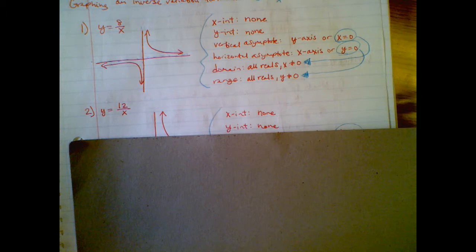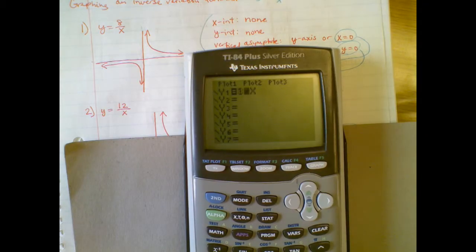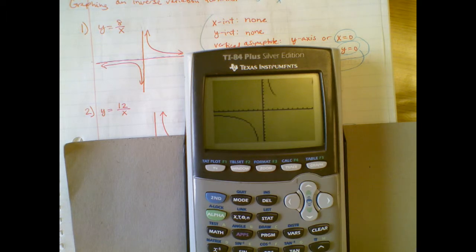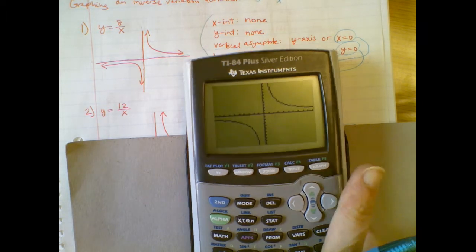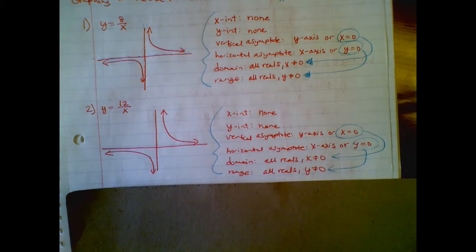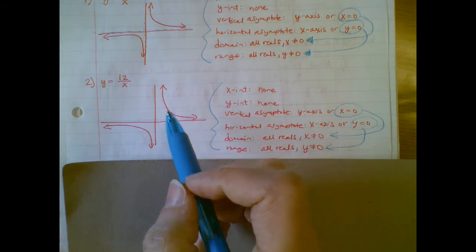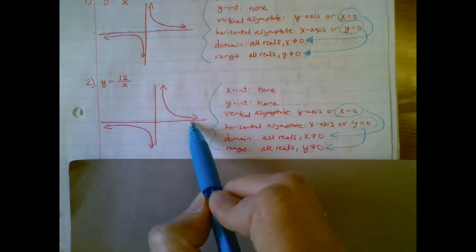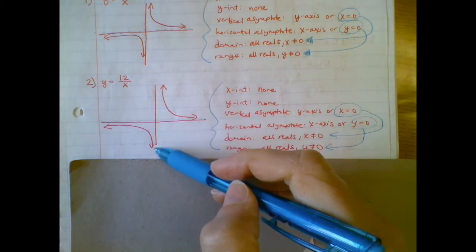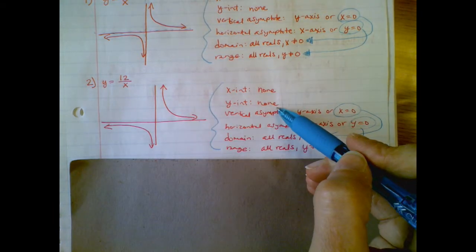We have y equals 12 divided by x. So let's graph it. Notice the graph looks very, very similar. It's centered around 0, 0. So we'll look at that graph and go through and answer the questions. The x-intercept, where it crosses the x-axis, it approaches this x-axis, but it does not cross it, so we put none. The y-intercept, it approaches it, but it doesn't cross it, so we put none.